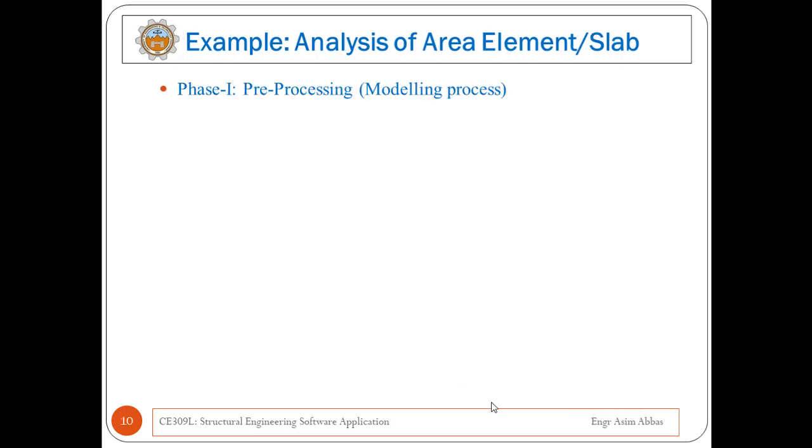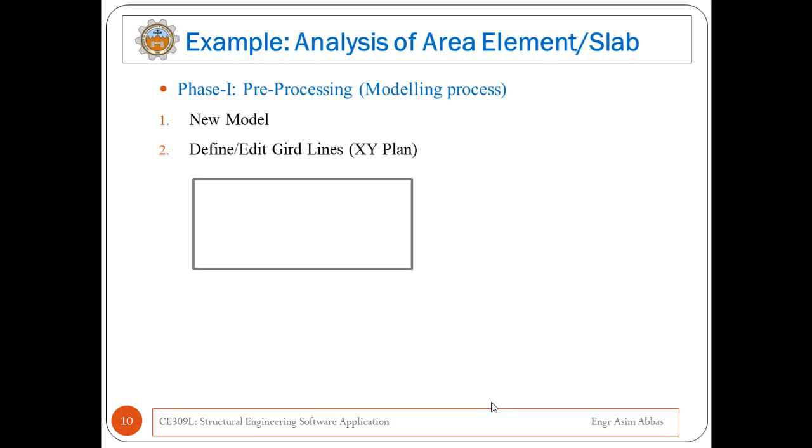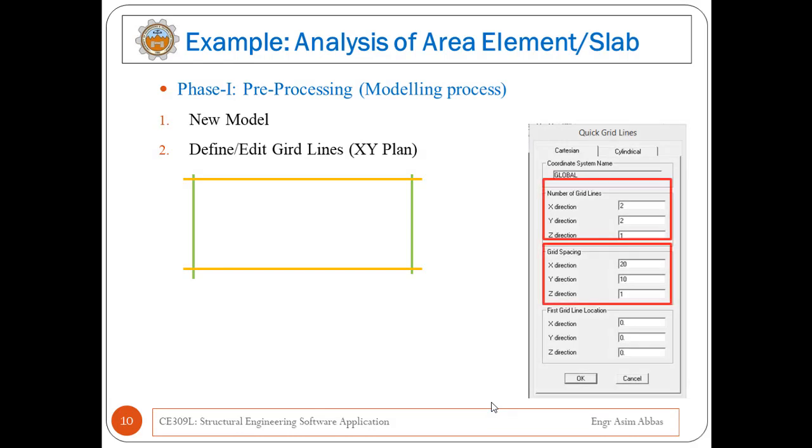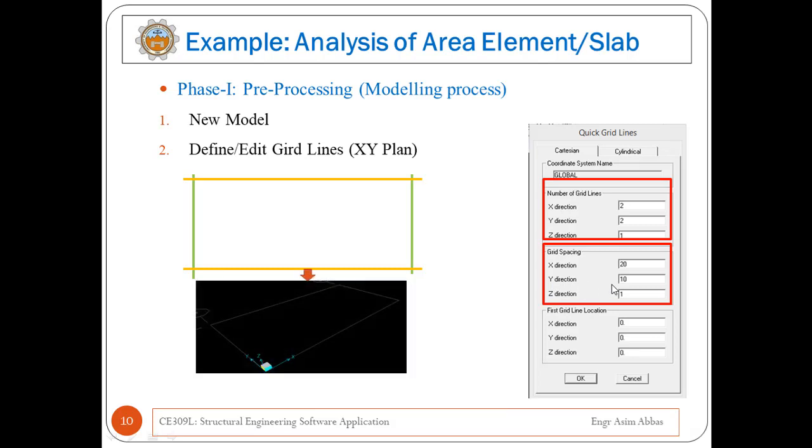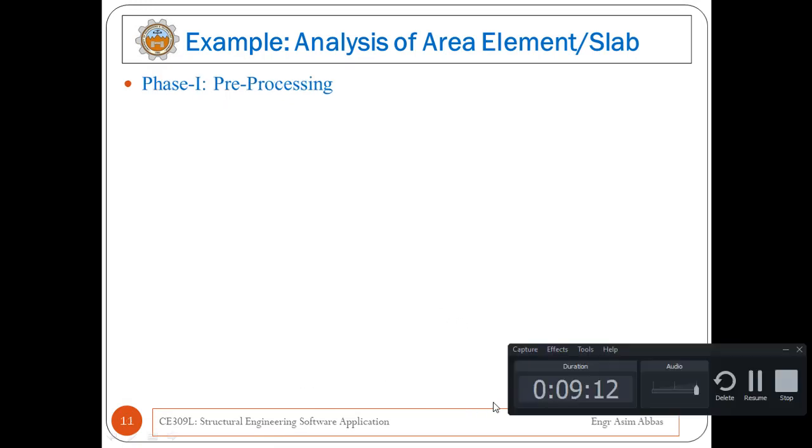Okay, now phase 1. In phase 1, the first step is to create a new model, and the second step is to define or edit grid lines. For the given example, we require two grid lines in the x direction and two grid lines in the y direction. The spacing along the x direction is 20 feet and along the y direction is 10 feet, right? Step 3 is to define materials. For materials, kindly refer to lecture number 3.